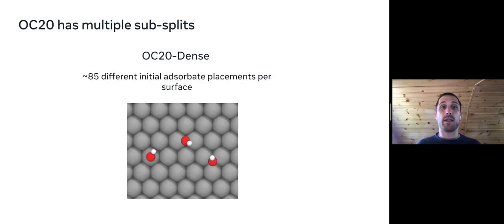Finally, we have OC20 dense. And this is where there are about 85 different initial adsorbate placements per surface. So this really allows us to focus on adsorption energy calculation, or finding that global minimum energy. So this differs from the original OC20, because in the original OC20 there was only one initial adsorbate placement per surface. So this dense data set really allows us to focus on computing adsorption energies.